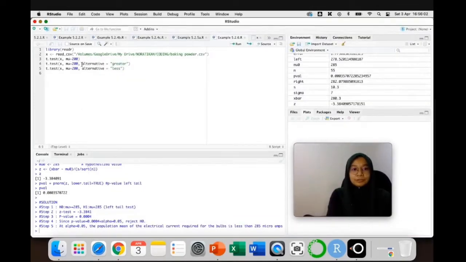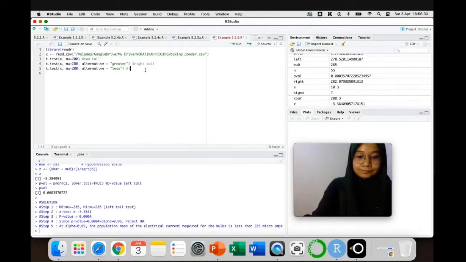So if you do not put alternative here, here will be two tail. Okay. If alternative greater than, it will be right tail. If alternative less, it will be left tail. Clear tak? This one is two tail. This one is right tail. This one is left tail. Okay, so tadi dalam soalan dia kata less than kan? So it is a left tail.